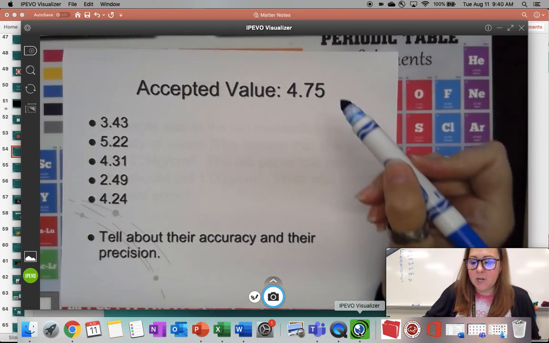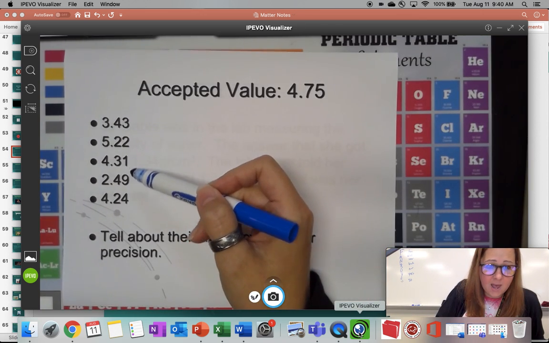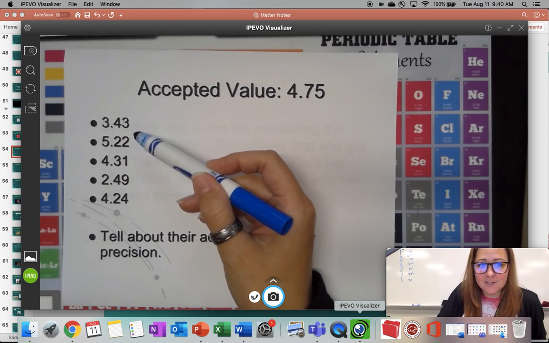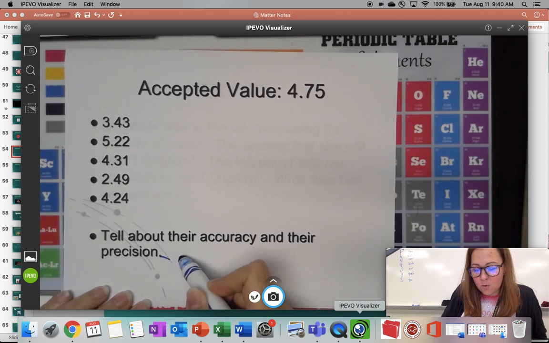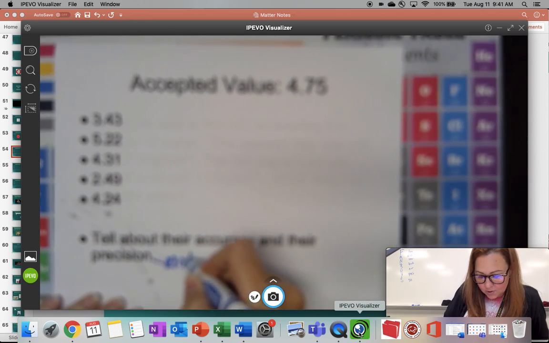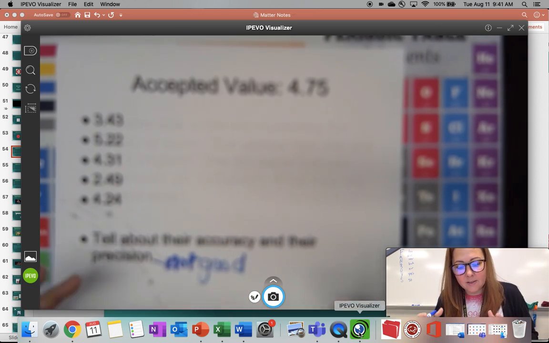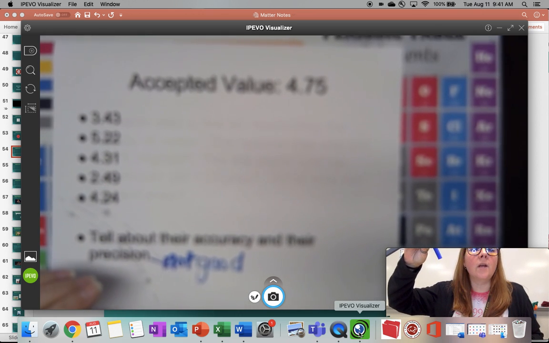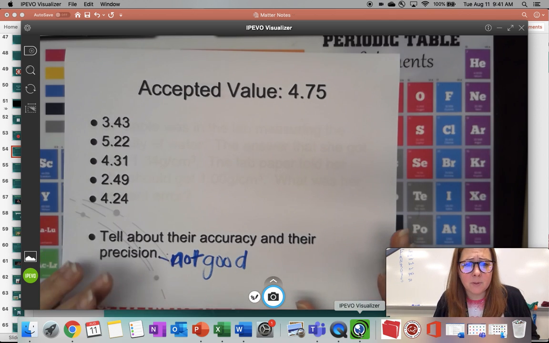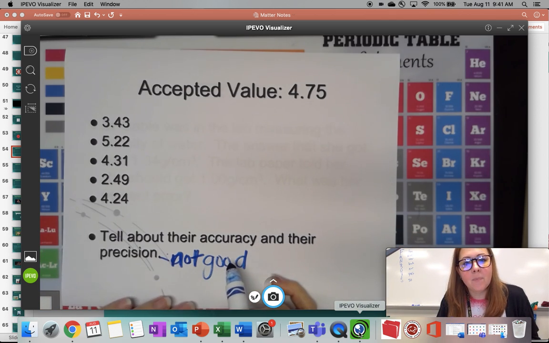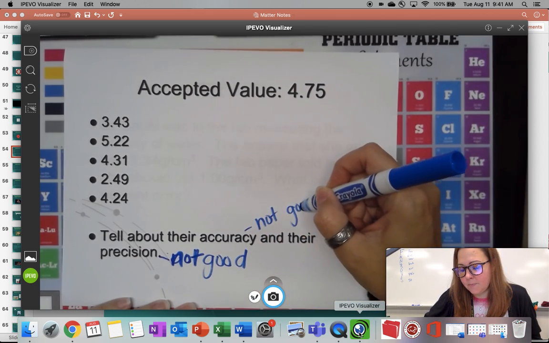Now on the last one, we should have 4.75. My answers here are everywhere. There isn't a whole lot of replication in those results. So right away I know my precision is not good. They did not do that task very well, because they did the lab and they got 3.43. They did the lab again, they got 5.22. They did the lab again, 4.3. They're all over the place. So my precision is not good. Because my precision is not good, my accuracy is not good as well.